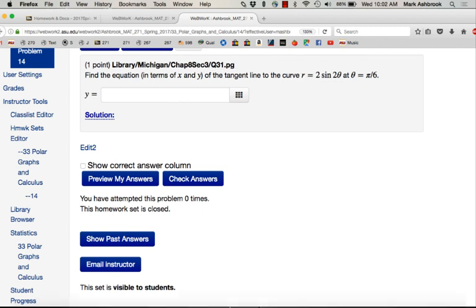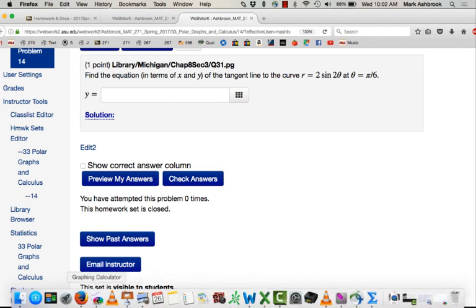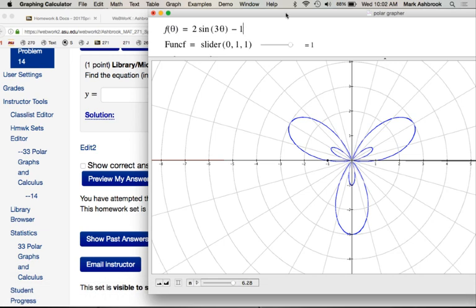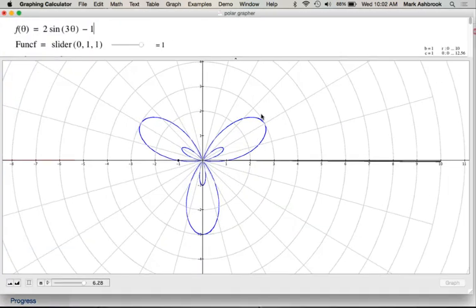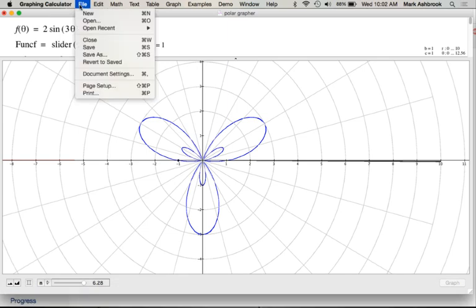So let's talk about area in polar coordinates.